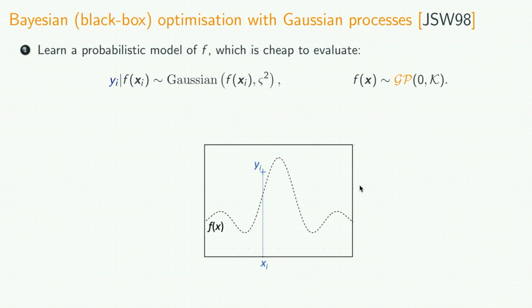So here we have a target function f of x that we haven't explored. We look at a certain location x_i, a candidate configuration to evaluate, and we find y_i.